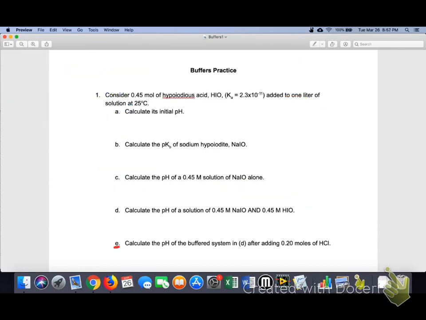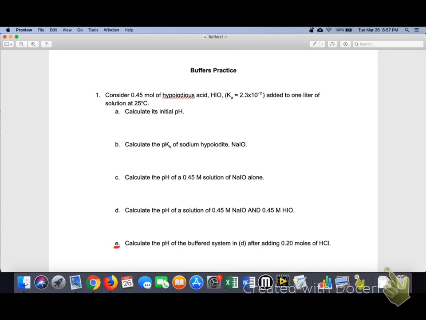All right, so now we're going to do what buffers are made for. We're going to add a strong acid to the buffered system and see what happens. In this case, we're going to add 0.2 moles of HCl. Well, we already mentioned HCl is a strong acid, and so adding 0.2 moles of HCl is adding 0.2 moles of H+. And again, what I always want you to ask yourself is, how's the buffered system going to respond to this change? And if I'm going to add a bunch of H+, who can help me?